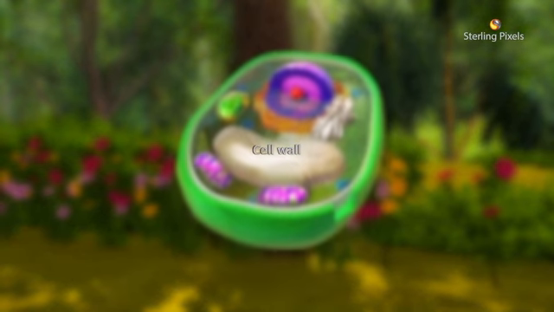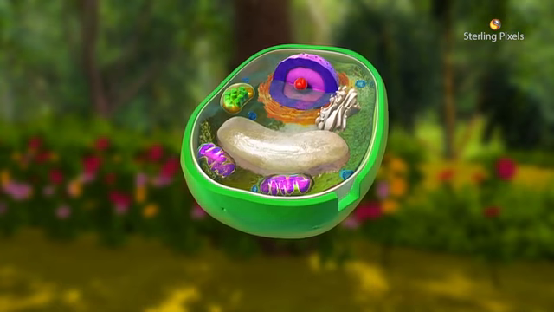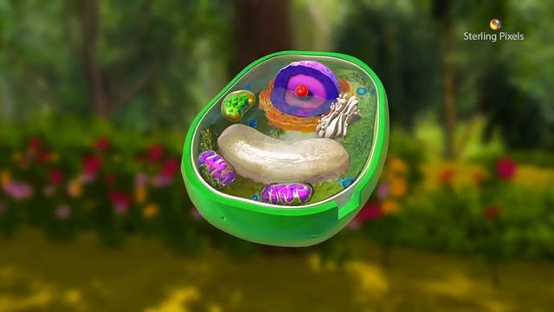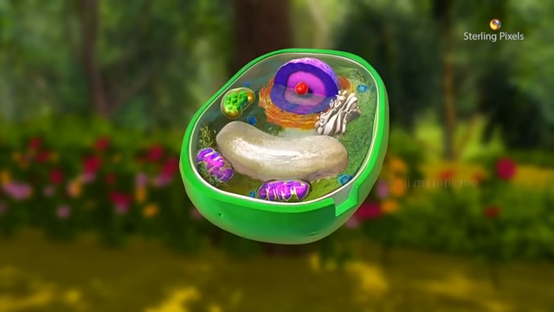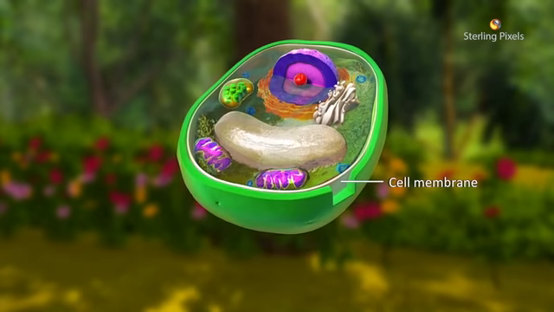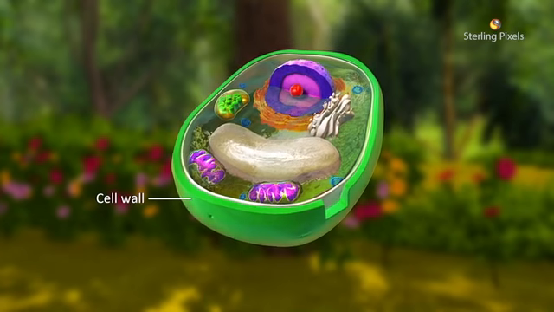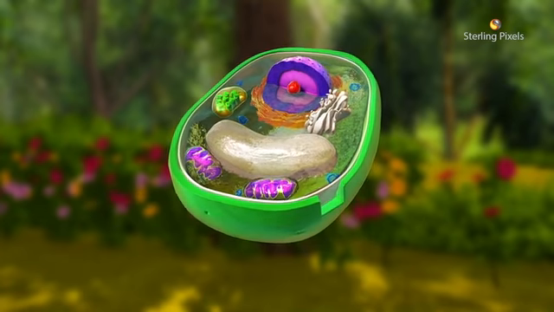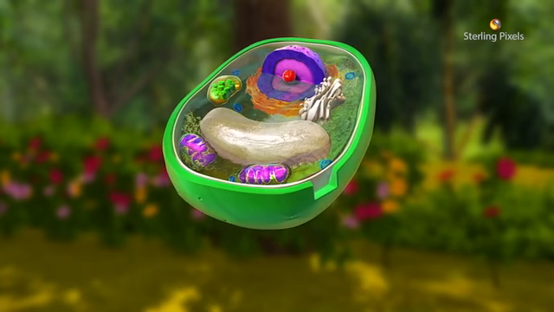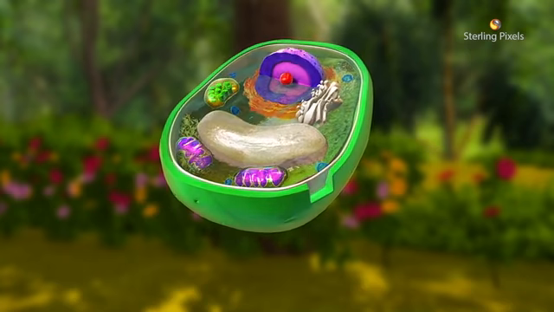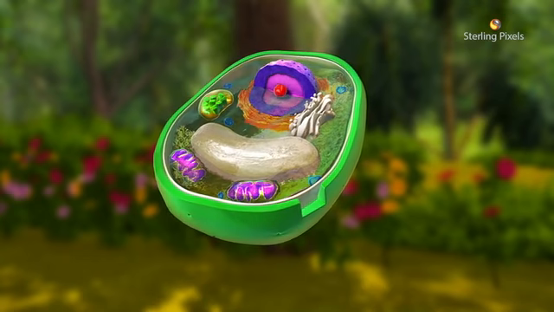Cell wall. If we closely observe a plant cell, we notice a tough and rigid structure present outside the cell membrane. That's the cell wall, which is found only in the plant cell. The cell wall provides shape and also protects the cell from mechanical stress.